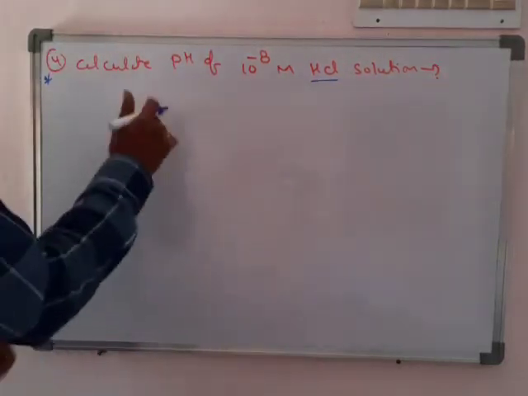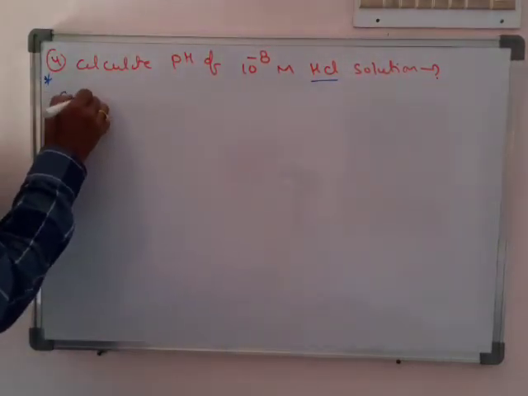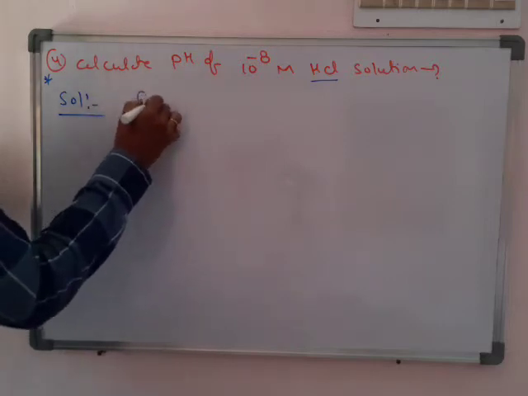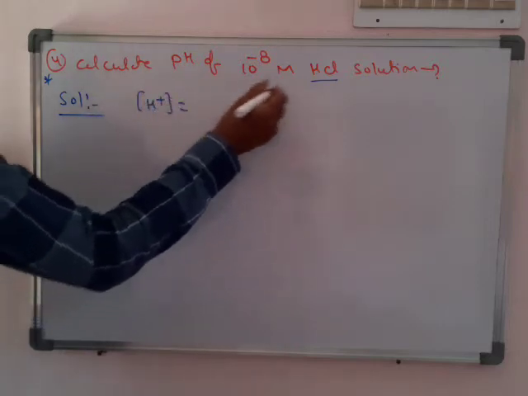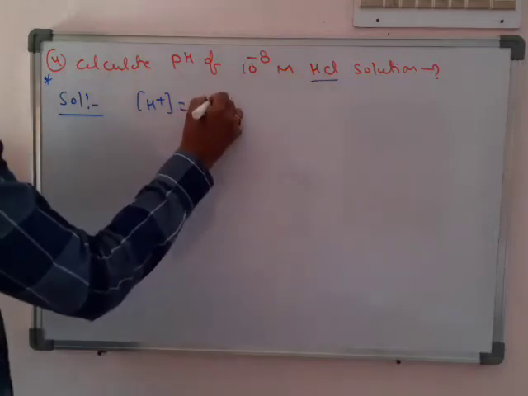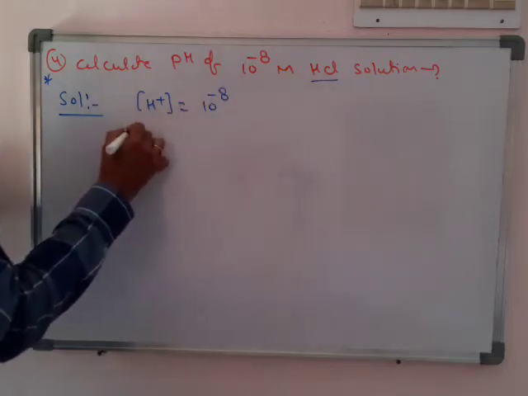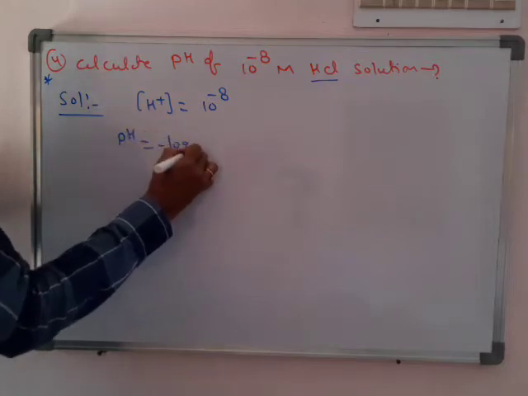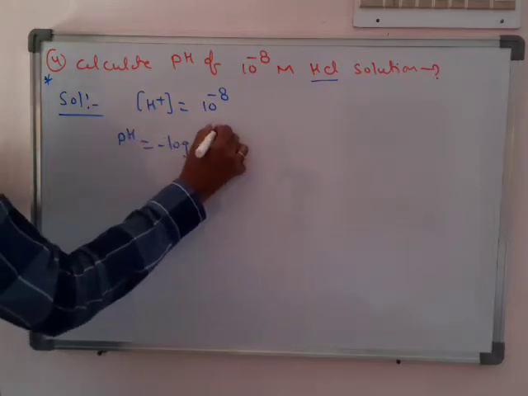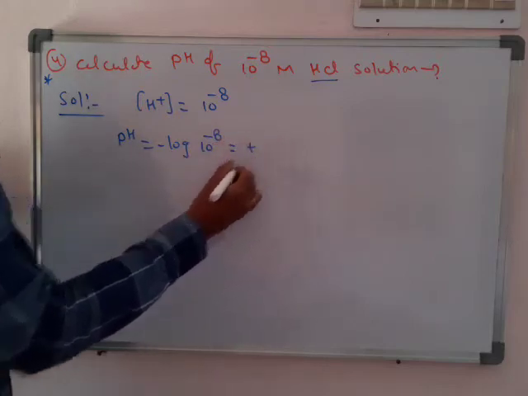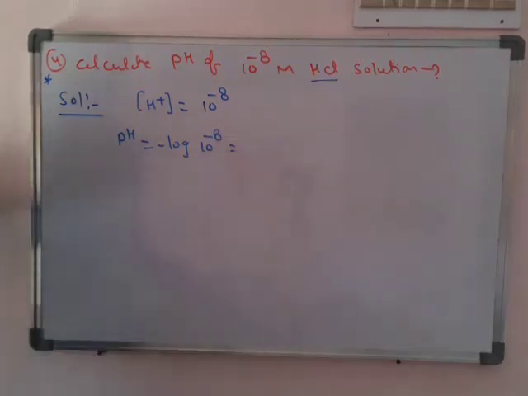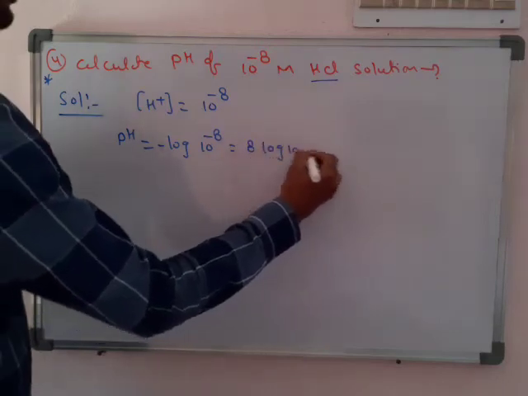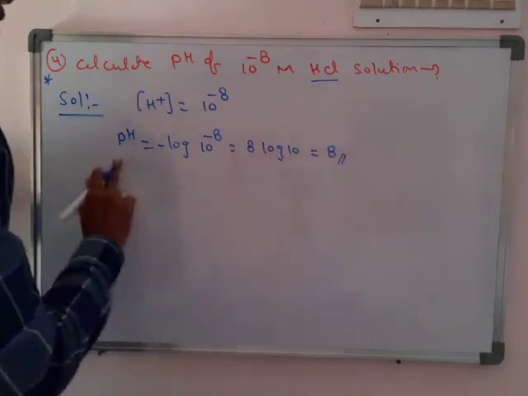But what is the difference in this problem is if you calculate normally, let's calculate directly. So the H plus equals nothing but HCl concentration that is given, 10 power minus 8. So if you do the problem directly, what is the pH equals? Minus log H plus, so minus log 10 power minus 8, that becomes plus 8, log 10 value is 1. So pH equal to 8.